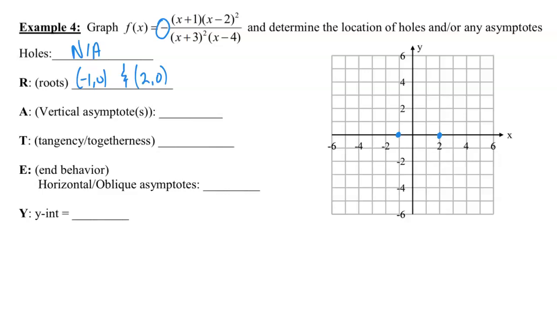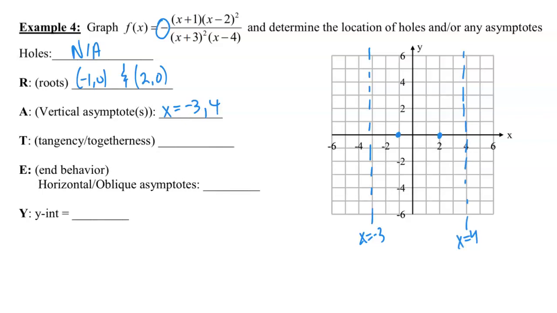Okay, vertical asymptotes are when the denominator equals 0, so that would be x equals -3 and +4. So -3 will be right here, and +4 is going to be all the way over here. Not the straightest of lines, but that's okay. We're not looking for perfection necessarily.